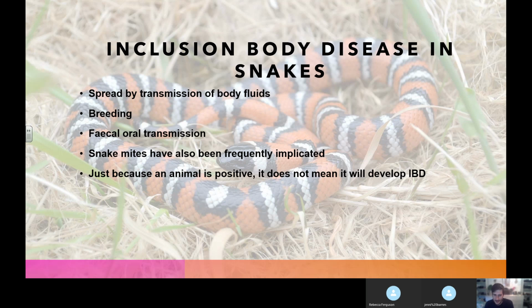It's spread by transmission of body fluids, so that could be saliva, that could be feces. A common way that it will be transmitted snake to snake would be during breeding. In theory, if you've got a positive snake and you keep it in a room with other snakes, but there's no transfer of bodily fluids, if you're very rigorous with your hand hygiene and with cleaning water bowls and handling tools and feeding tongs and all the rest of it, potentially you could have snakes that remain uninfected in the same room.